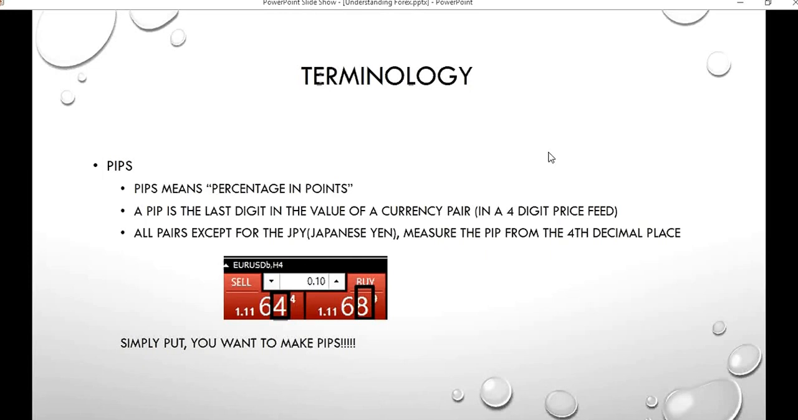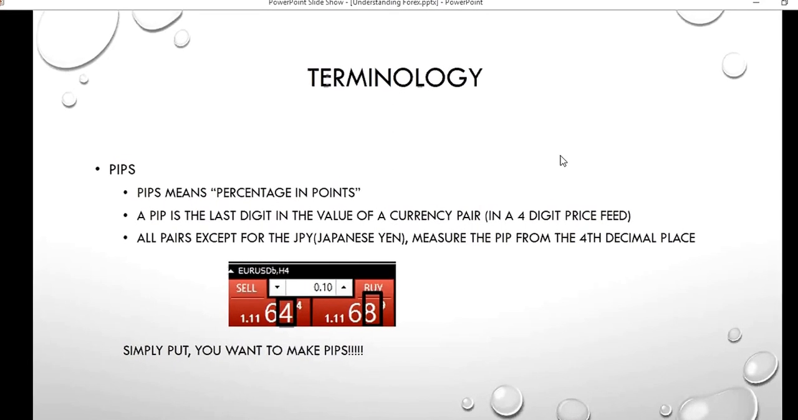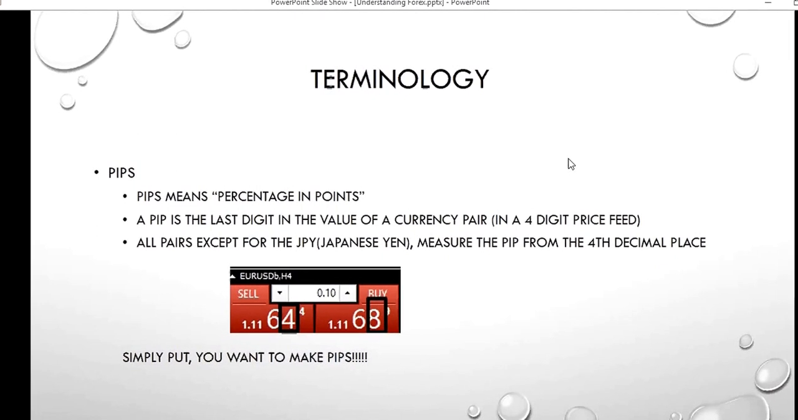Simply put, you actually want to make pips. The more pips you make, the more money you can make. If you lose pips, you're losing money. So always make sure that you are trading to make pips. Be safe with your trades. Make sure you are 100% sure with it, and collect those pips.